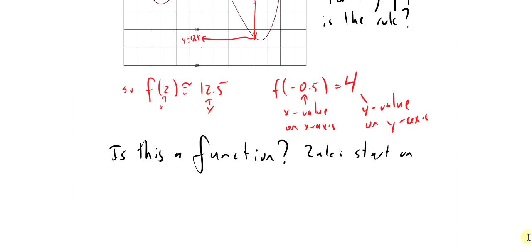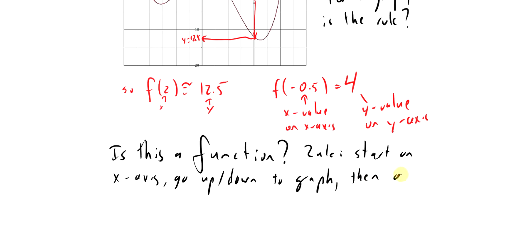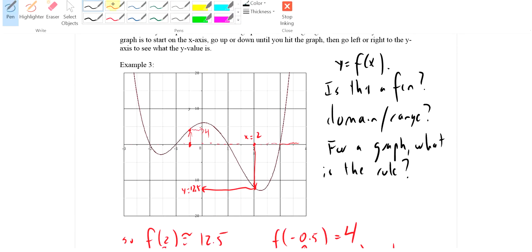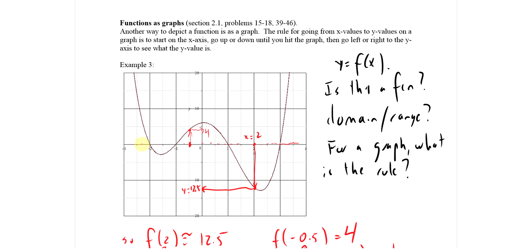start on the x-axis, go up or down to the graph, and then go left or right to the y-axis. Now, given this graph, if I pick any x value, and I go up or down till I get to the graph, here's the graph, and then I go over to the y-axis.